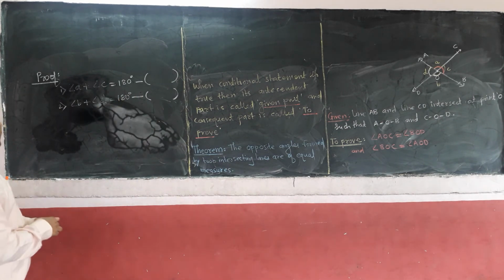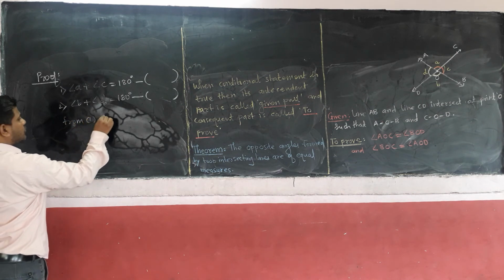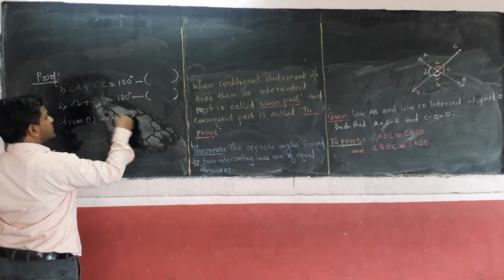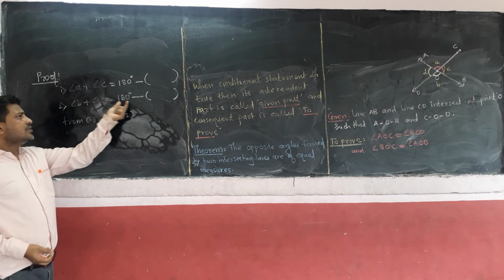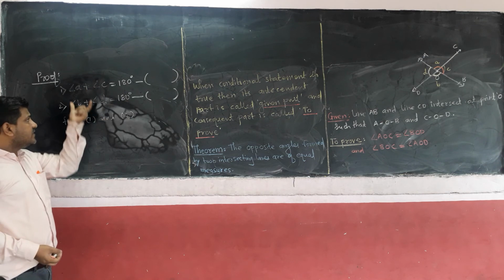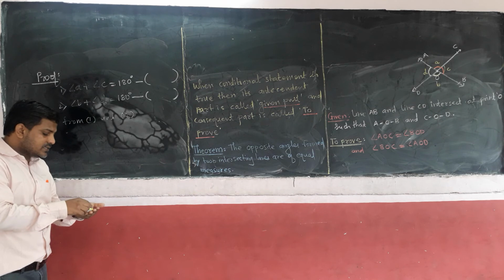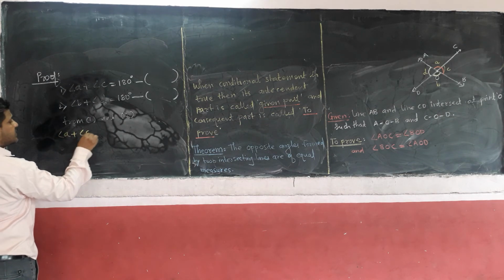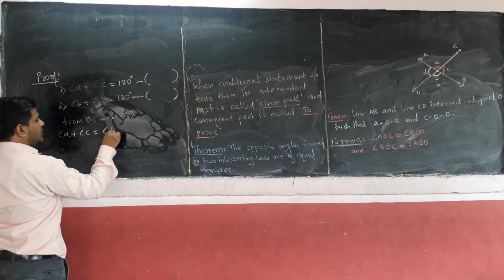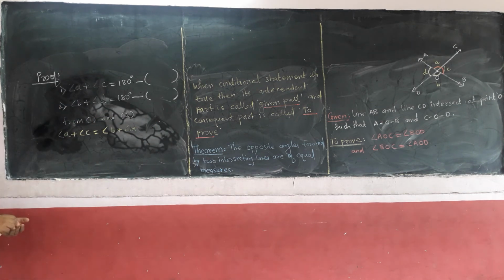Now from 1 and 2, what we can say? From 1 and 2 means statement number 1 and 2. The addition of both of these is also 180. Means right hand side is equal. So what we can say? Left hand side is also equal. Therefore we can say that angle A plus angle C is equals to angle B plus angle D. Reason already we have written here, from 1 and 2.